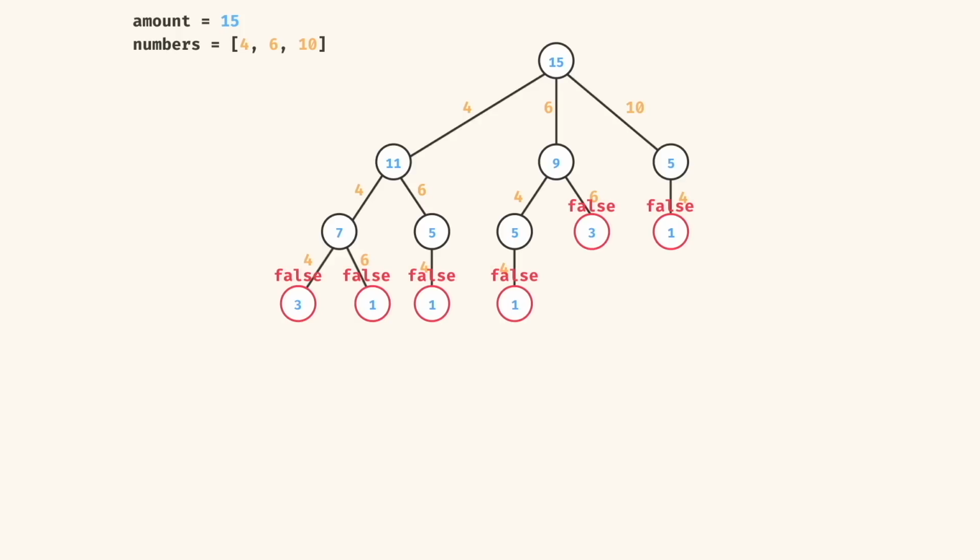And now I can evaluate my returns in the same way as usual, right? I just bubble these up to their parents. A parent is going to return true only if one of its children calls also return true. But everyone here is false, so I'll get false all the way back up the tree.